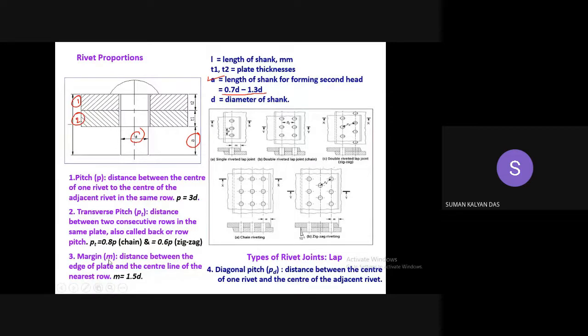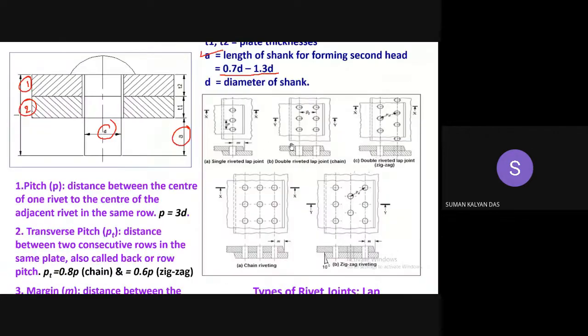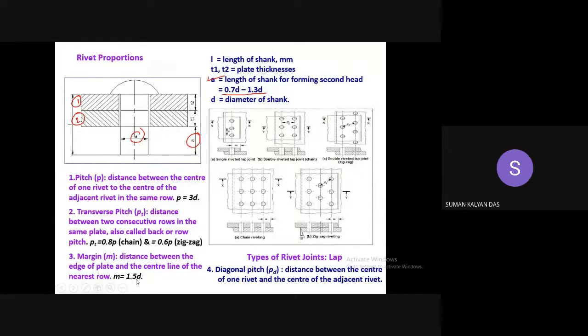Third terminology is the margin. Okay, so margin is which one? Margin is the distance between the edge of the plate to the nearest row of rivet. So as you can see over here, this is the edge of the plate and this is the nearest row. Although here it is one row, suppose in this case, this is the nearest row to the edge. So this distance, from the edge to the center line of the row of rivets, that is the margin, M. So M is again having an empirical relationship with the shank diameter, which is 1.5 times the D.